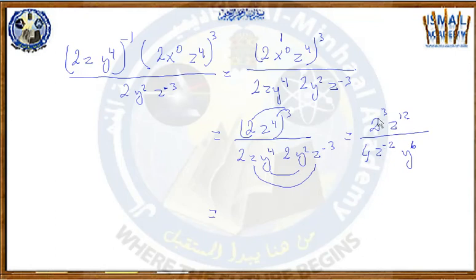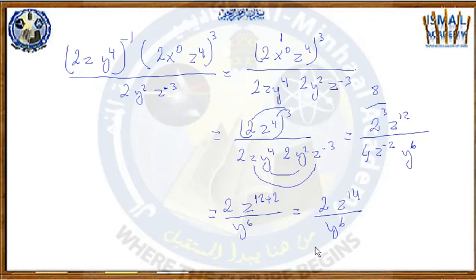And I will simplify the 2 cubed because 2 cubed is 8. So I can simplify with the 4. So we'll end up having what? 8 over 4 is 2. And z is going to be 12 plus 2 over y6. So this means at the end I will have 2 z to the 14 over y6.